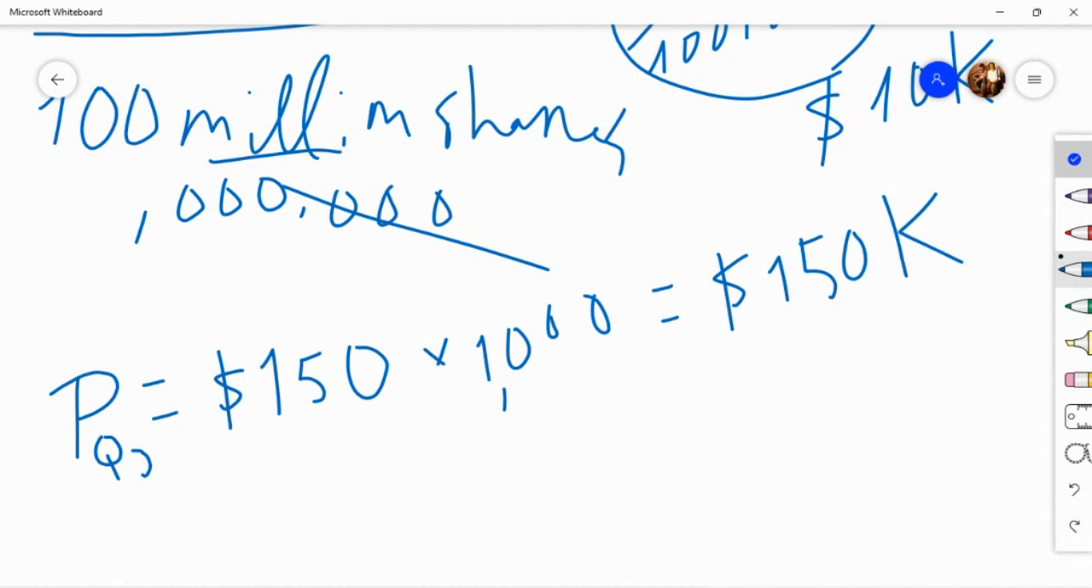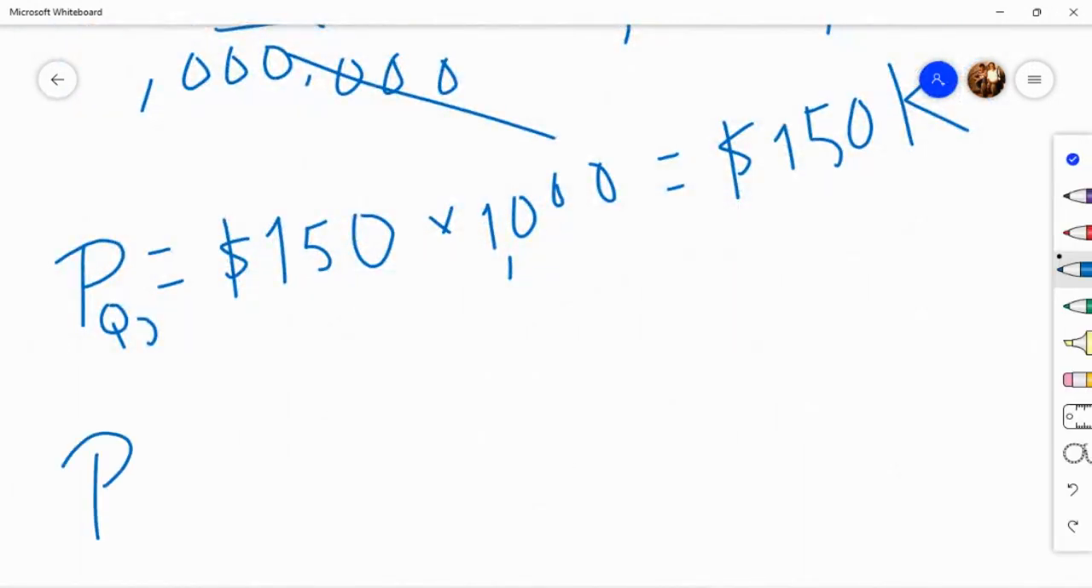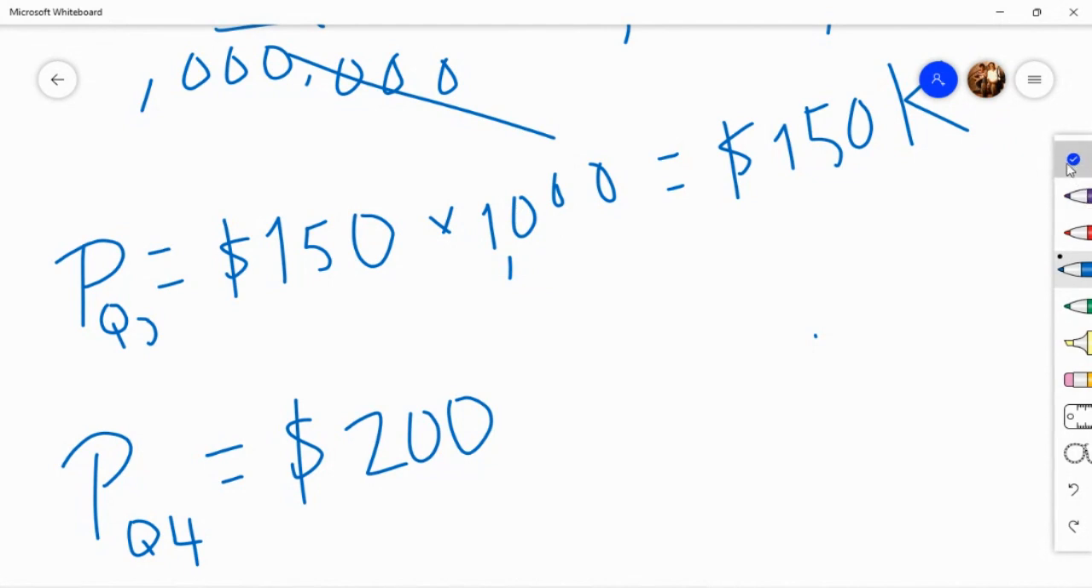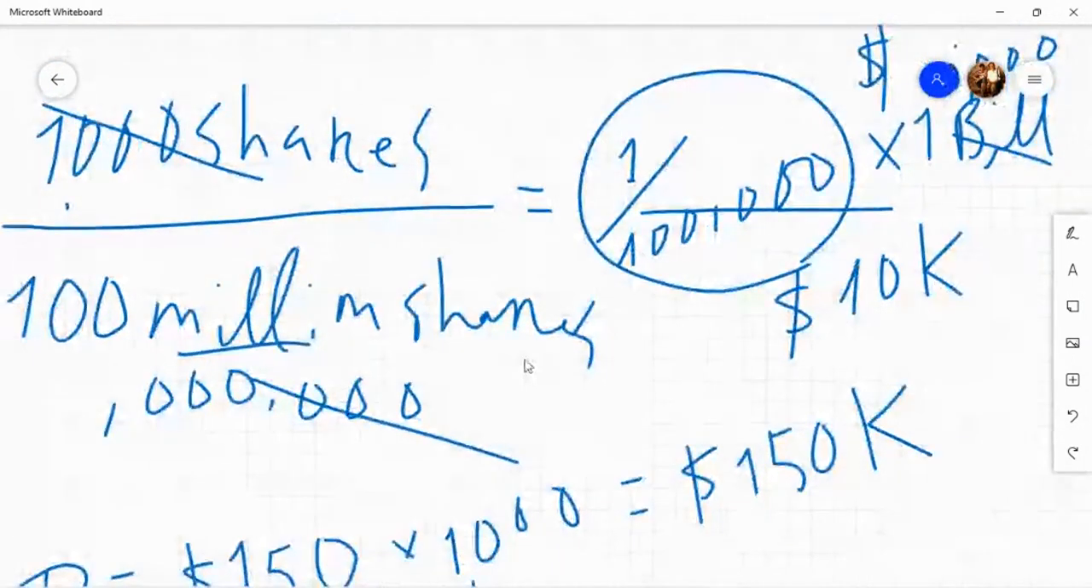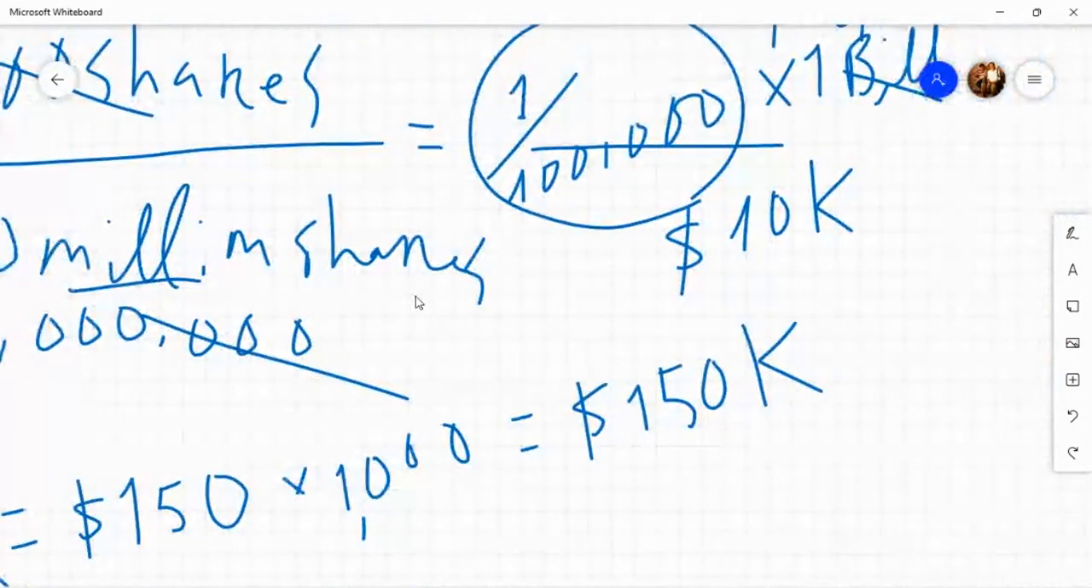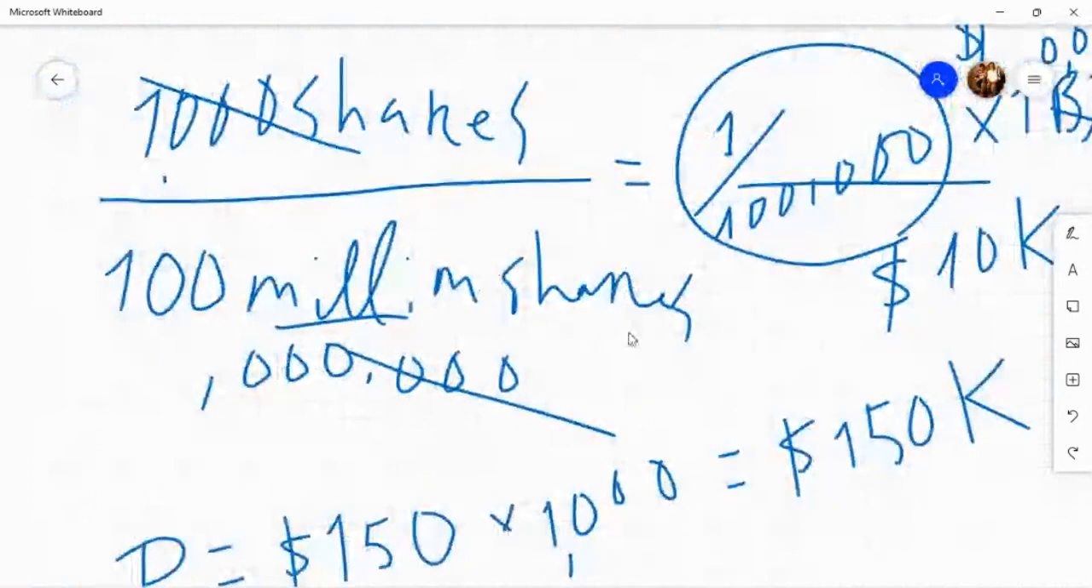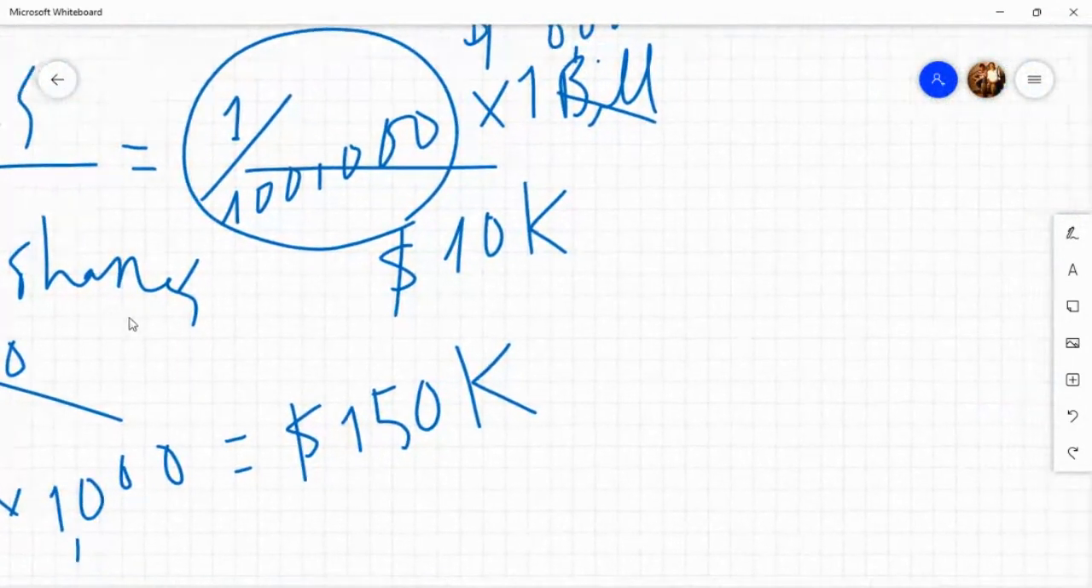And then the price at the end of the fourth quarter would be somewhere around 200. Let's say it's somewhere around 200. Then, to make the story consistent and congruent, there were 100 million shares outstanding, and fourth quarter earnings was 1 billion.